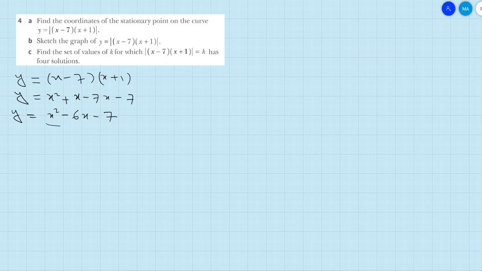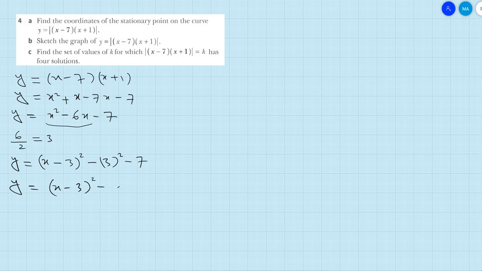Take the first two terms. What is the coefficient of x? It is 6. Divide 6 by 2, which is 3. Then y is equal to x minus 3 whole square minus 3 square minus 7. y is equal to x minus 3 square minus 9 minus 7, because 3 square is 9. y is equal to x minus 3 square minus 16.